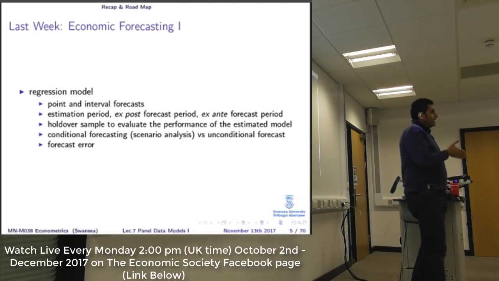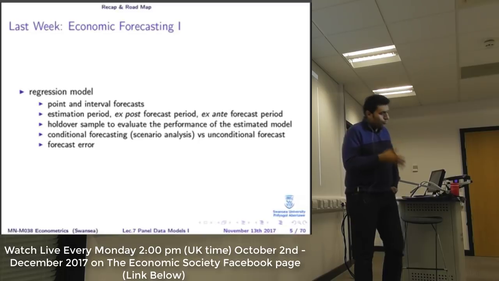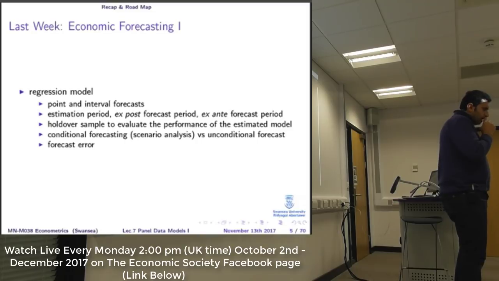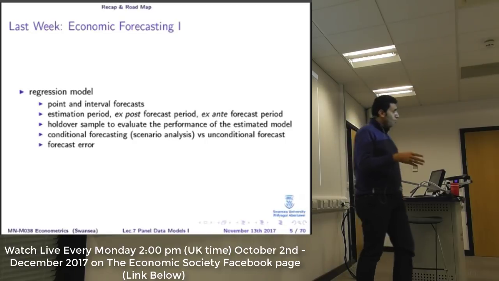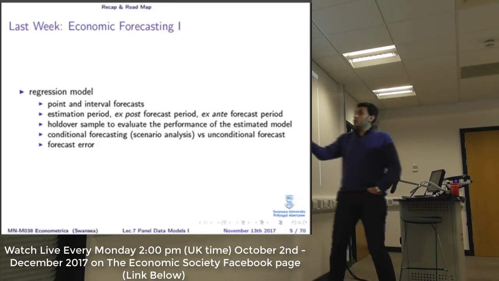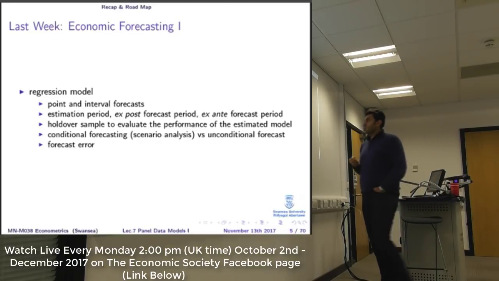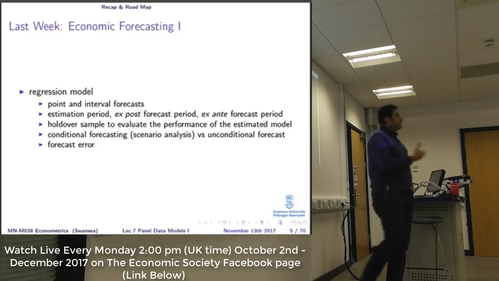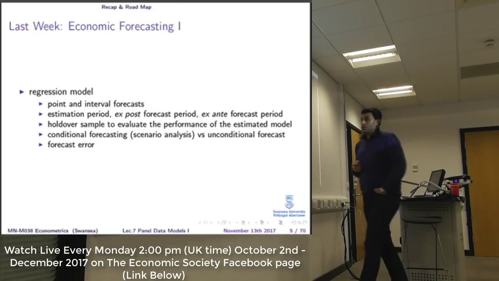And if you remember, we had an example of the exchange rate for the euro against the US dollar. I think we had data up to 2008, but what we actually used for the estimation was up to 2004, and we kept the data from the last 4 years, and that was the holdout sample. We explained why we need to do that. We want to evaluate the performance of the estimated model, so we can judge whether it is a good model to be used in forecasting or not.